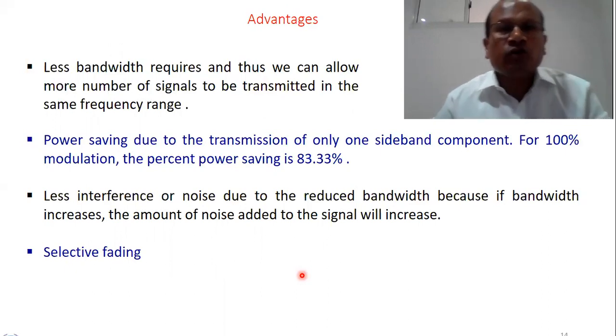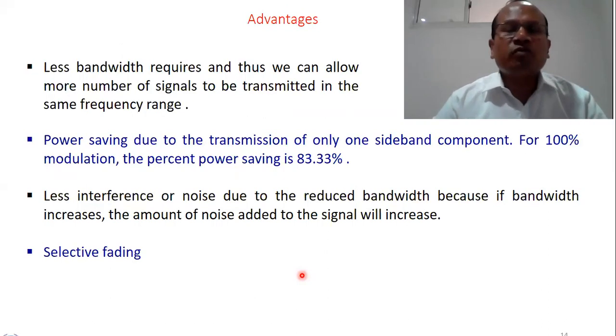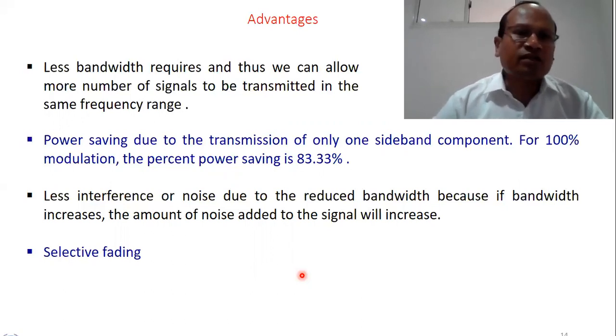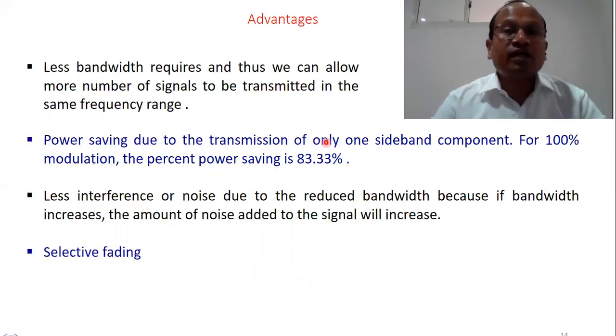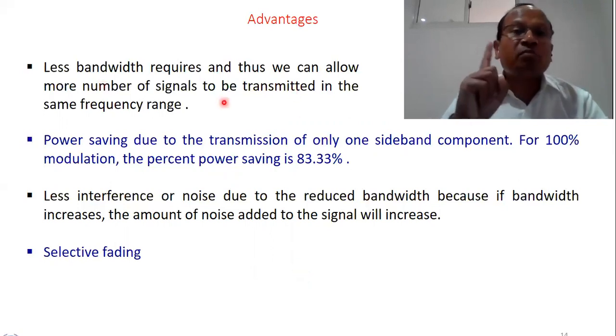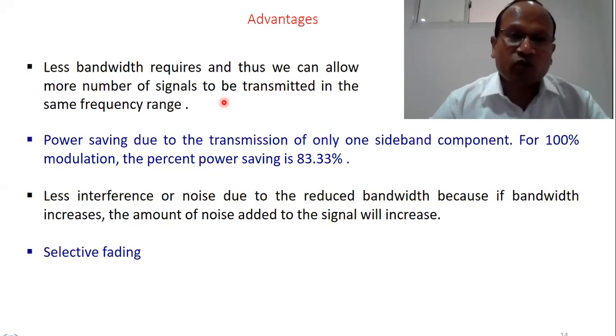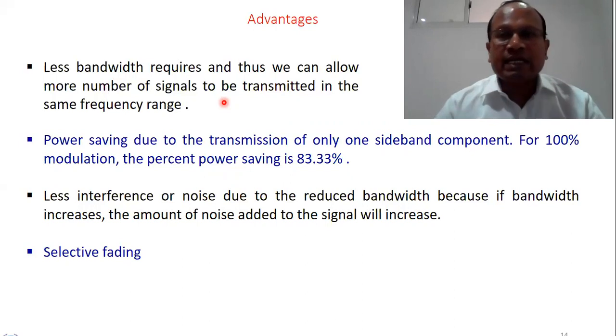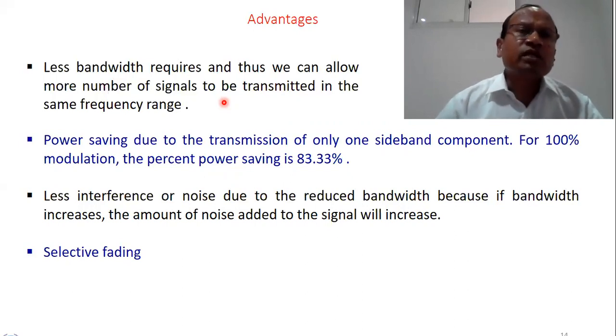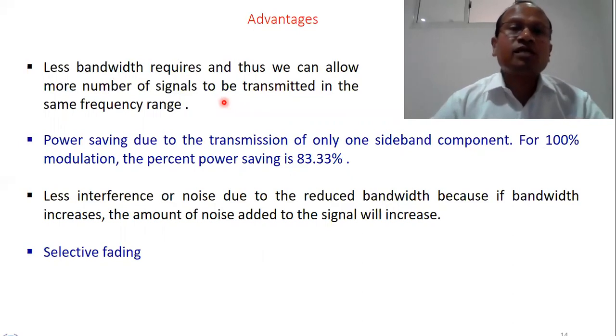Now, as I told you, this was the discussion about generation of SSB. The next part we will discuss is the advantages and disadvantages of the SSB modulation method. Less bandwidth is required, and therefore we can allow more signals to be transmitted in the same frequency range. This is very interesting. We have already seen in the previous slide that the bandwidth required is just half of the bandwidth of the DSB modulation method. So the bandwidth required is less.